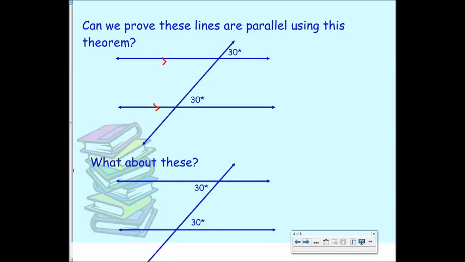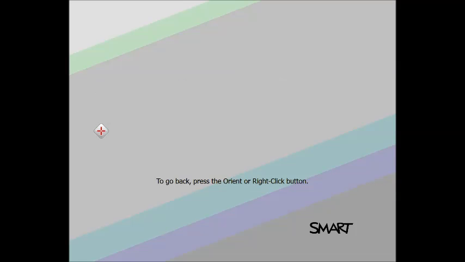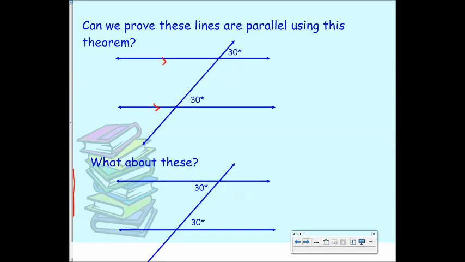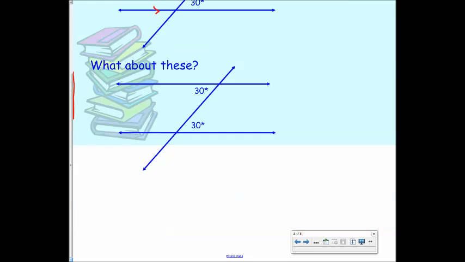What about these? What about these two down here? Can I use the converse of corresponding angles theorem here? No. Why not? These aren't corresponding angles.